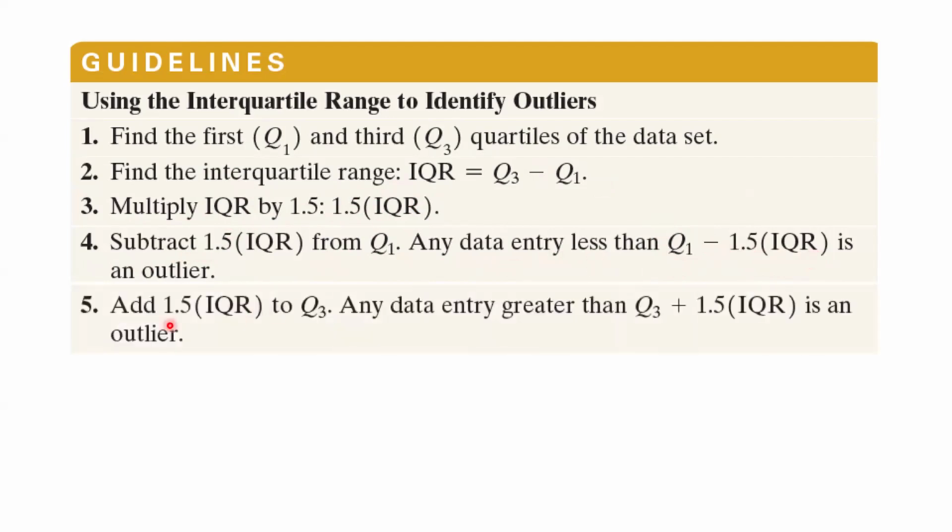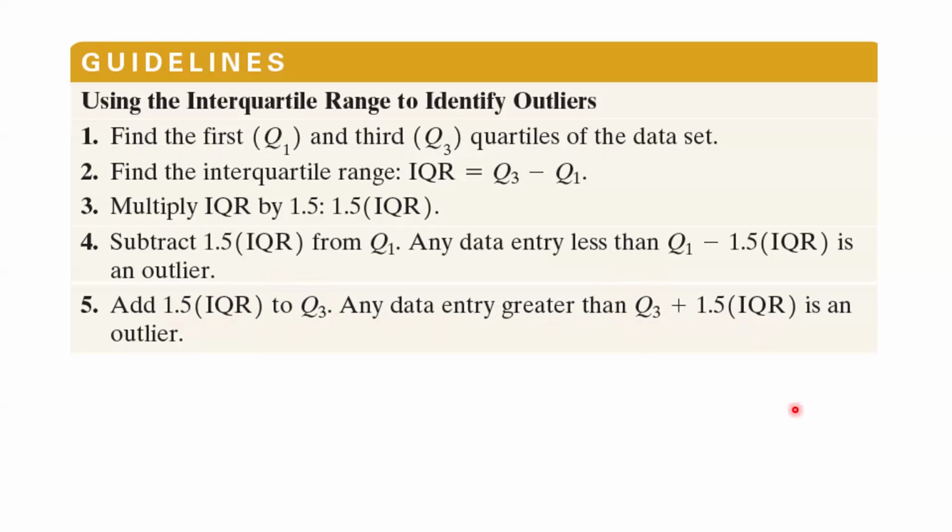In the next step, add 1.5 times interquartile range to the third quartile. Any data entry that is greater than Q3 plus 1.5 times interquartile range is an outlier. So that's how you can find and identify outliers in your data set.